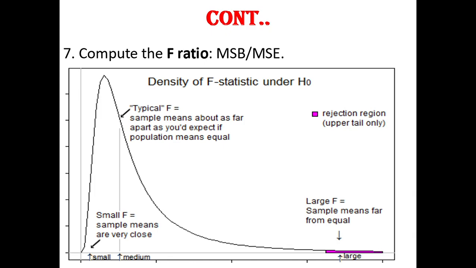Then step 7 is compute the F ratio, that is MSB by MSE. This picture shows that small F is when sample means are very close, and typical F is when sample means are about as far apart as you would expect if population means are equal, and the purple color is the rejection region, upper tail only, and large F is when sample means are far from equal. So this is the graph showing density of F statistics under H0, the null hypothesis.